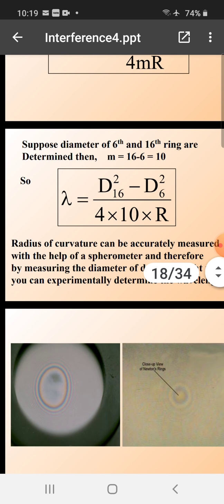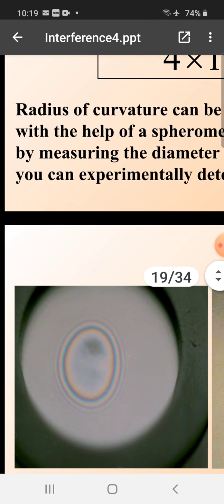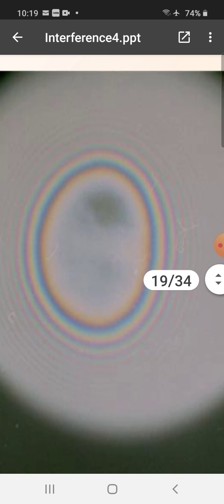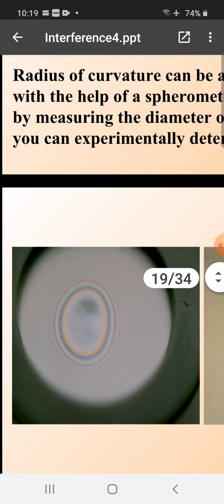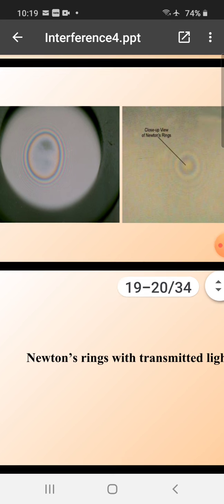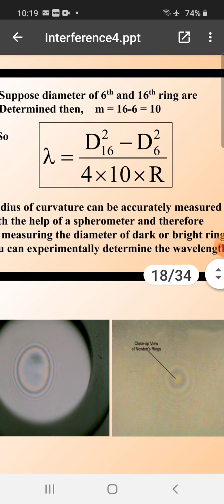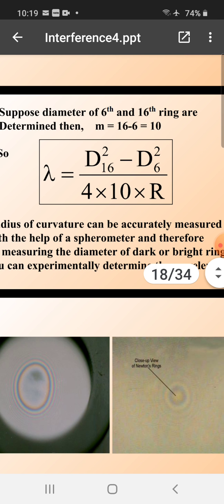What type of fringes are obtained? Now if you check it, this type of fringes are obtained at the point of contact between the glass plate as well as the plano-convex lens. With the help of the microscope only you can see these types of fringes which are generally obtained. Or like this. This is a close-up of Newton's rings. This was the reflection method by which you can calculate the various things.